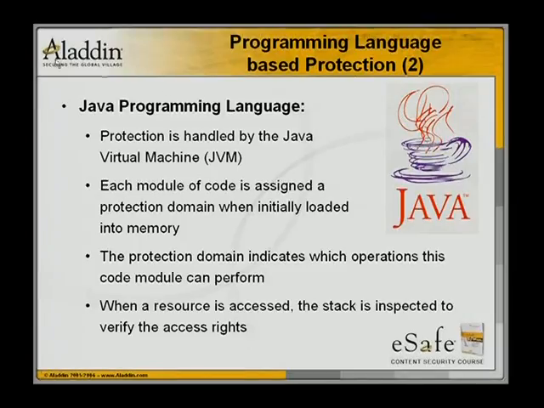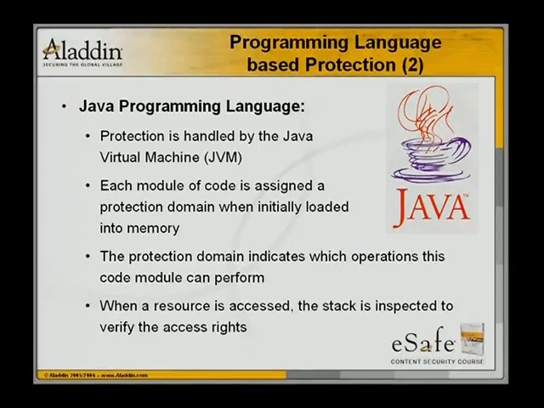So in the Java programming language, protection is handled by the Java virtual machine, also called JVM. Each module of code is assigned a protection domain when initially loaded into memory. The protection domain indicates which operations this code module can perform. So let's say I load a Java program that does a chat mechanism, then I would tell it that it can access all the chat components, but it cannot access other components which are outside of its virtual machine.